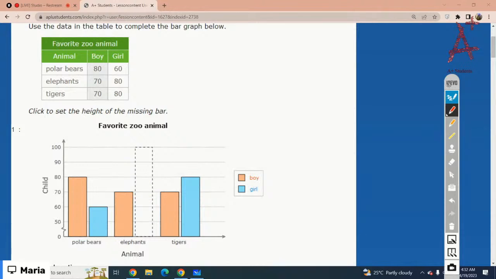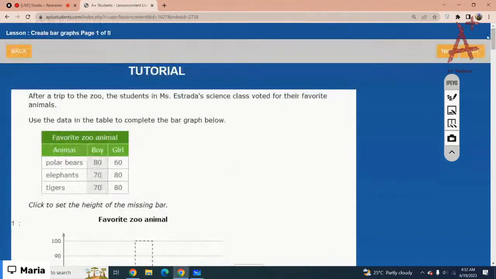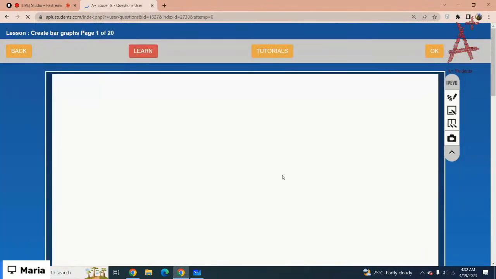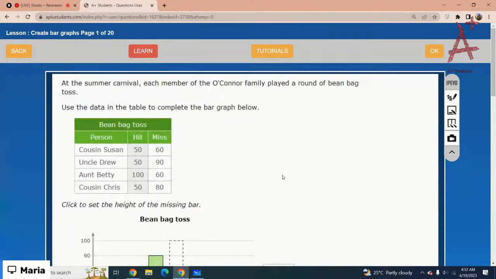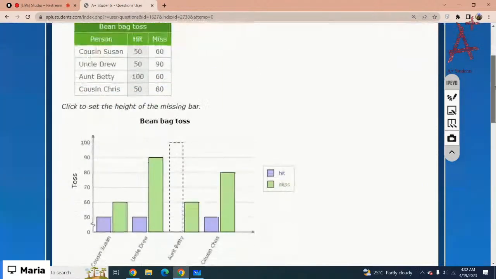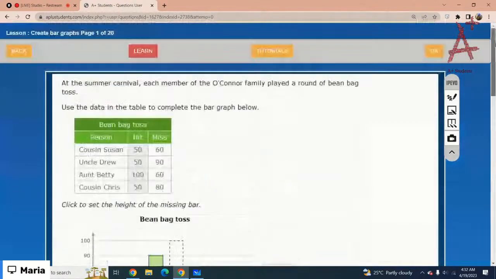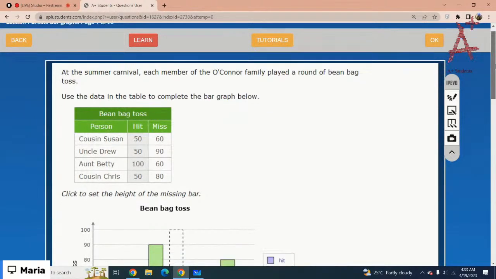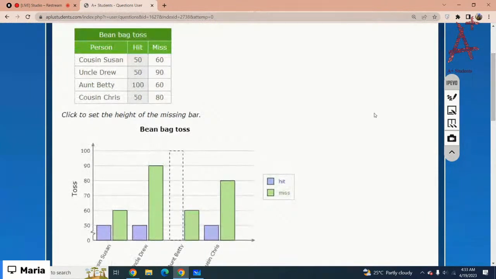Okay, let's just start with the test questions so that we can do the practice questions. Okay. At the summer carnival, each member of O's Corner family played a round of bean bag. Use the data in the table to complete the bar graph below. So you have to complete the table.